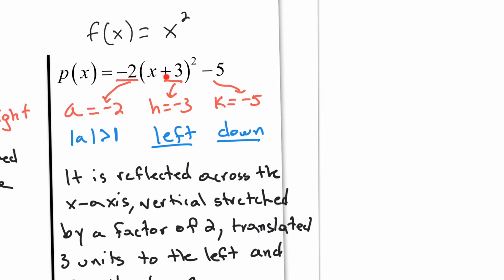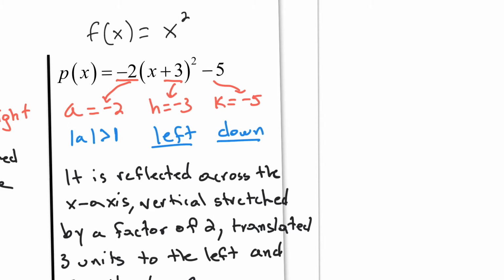The h is inside the parentheses. So this one, the parent function, doesn't have parentheses, but we do have parentheses here, and that is your h value. Notice what I did here. h equals -3 because I have to change the sign of h. So that's different from the parent function. The k value over here, we have a -5. So the k value never changes the sign, you keep it the same, and that is a -5. So I put a equals -2. I have my h and my k.